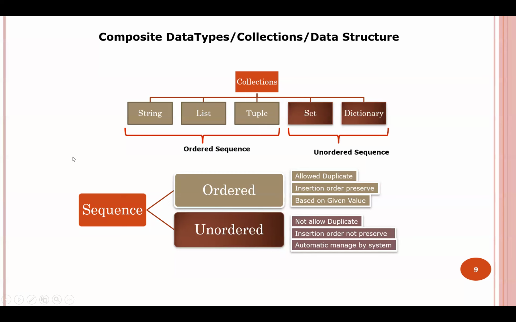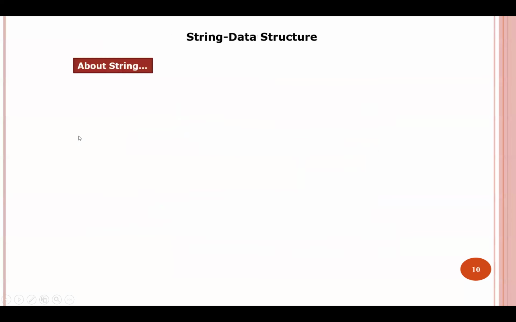Okay, understood, guys? What is the ordered sequence, unordered sequence? Now, after that, quickly we will start with our first data type. The first data type is the string. See, these all are simple, but the only thing is we have to be present 100% here. So, what is the string?